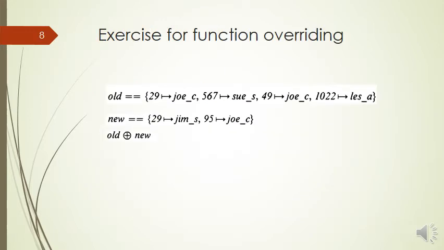Students, you are given 2 functions. The first function is old and the second function is new, and both the functions are taken from the library management system, and both the functions are declared on the set of all possible functions, which are actually from book to person. And you have already seen the solution of this overriding operator for both the function in the previous slide.